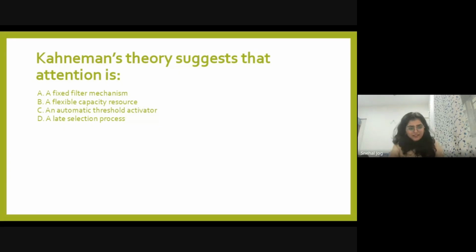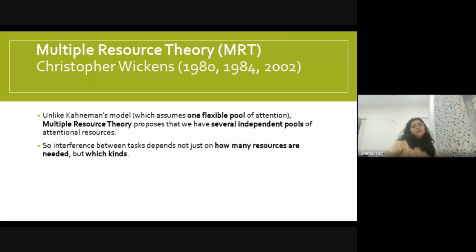Now, moving on, we'll talk about our next theory. Okay. Now, this theory can get a little confusing, but we'll deal with it. So it is called multiple resource theory, MRT. It was given by Christopher Wickens. Now, unlike Kahneman's model, which assumes that your attention is one flexible pool, it is an amalgamation of everything, right? Your motivation, the task difficulty, and everything.